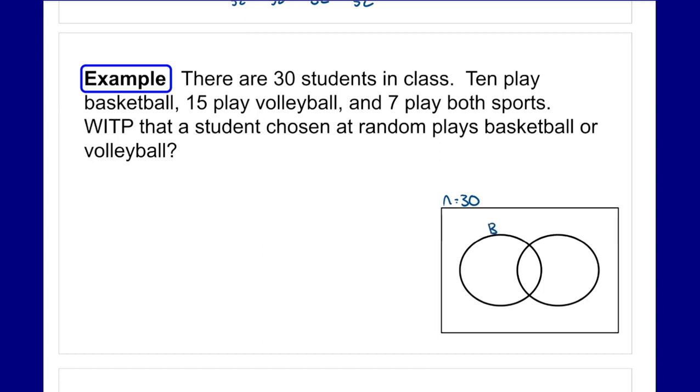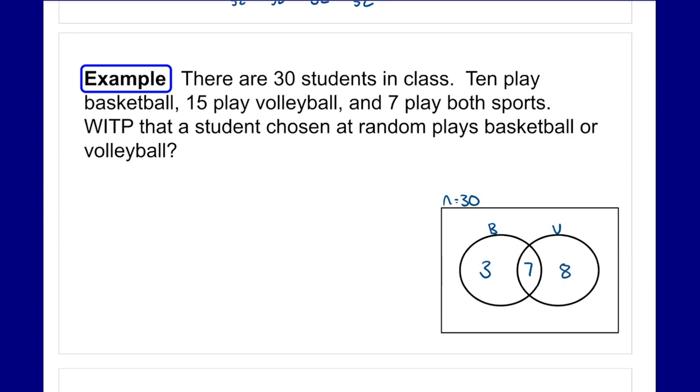We have basketball, we have volleyball, and there's an overlap. So we know that 7 play both. So then that means out of the 10 that play basketball, 7 play both. So there's only 3 that play just basketball.